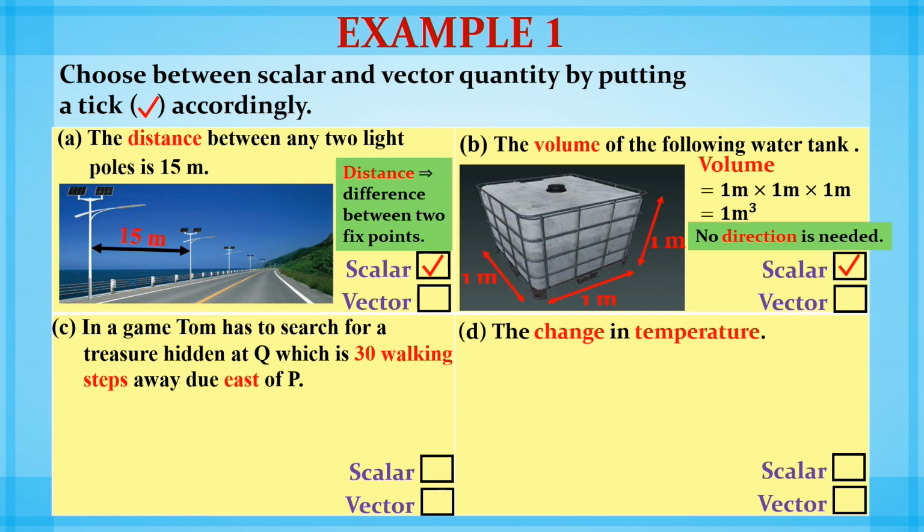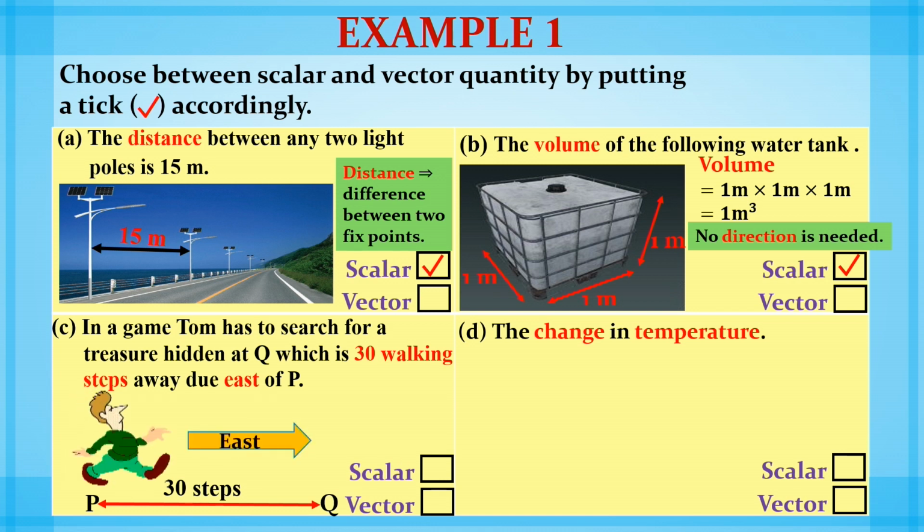Part C. In a game, Tom has to search for a treasure hidden at Q, which is 30 walking steps away due east of P. Here, the displacement of Tom from P to Q involves walking 30 steps due east. Thus, displacement of Tom is a vector quantity.